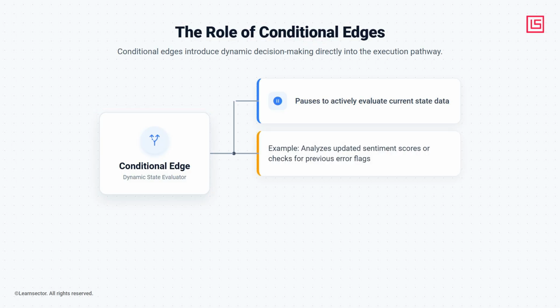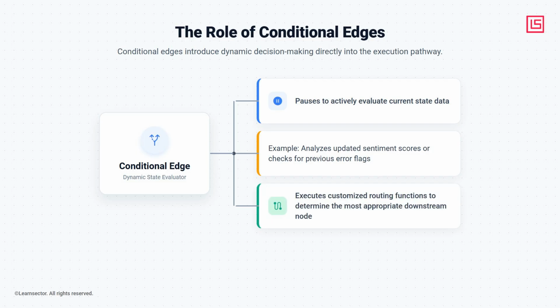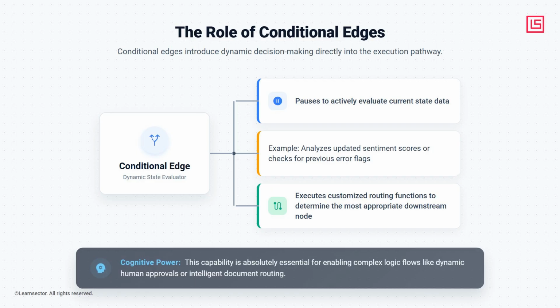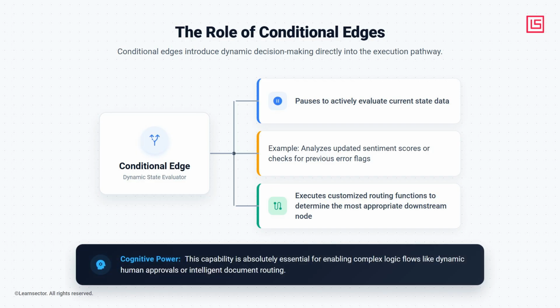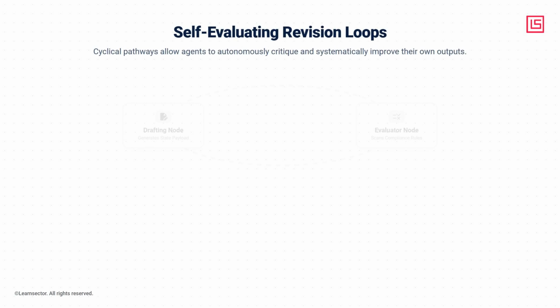it might analyze a newly updated sentiment score or check if an error flag was raised during the previous node execution. Based on this evaluation, the conditional edge executes customized routing functions to determine the most appropriate downstream node. This capability is absolutely essential for enabling complex logic flows, such as dynamic human approvals or intelligent document routing, thereby mimicking complex reasoning perfectly.